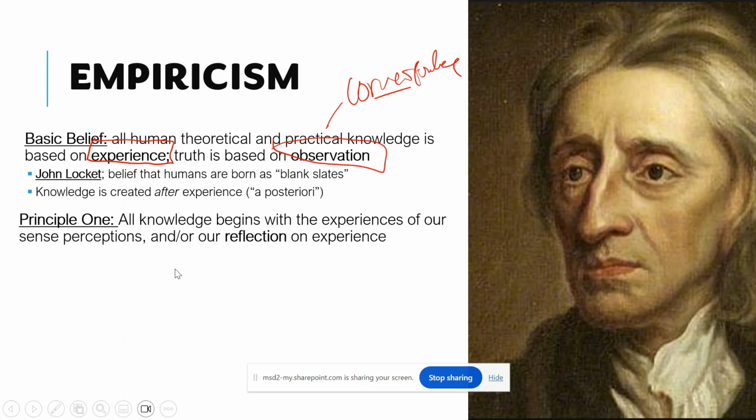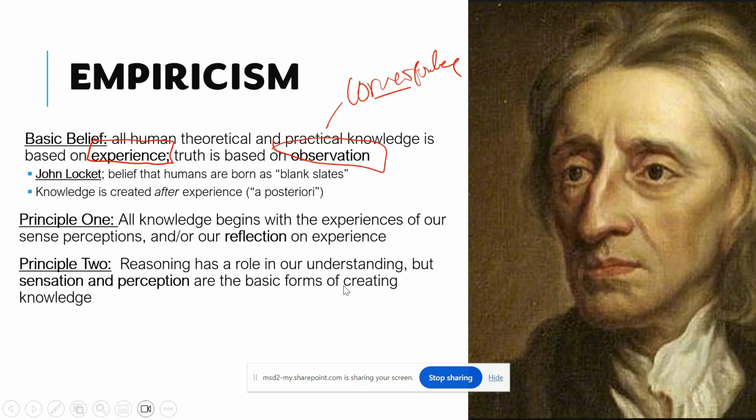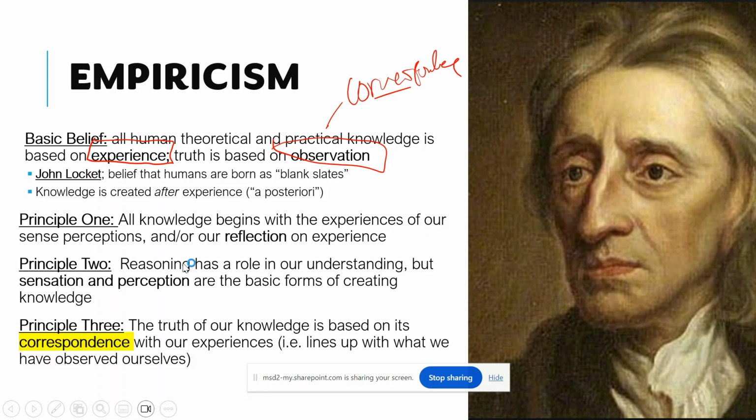Principle 1 is that knowledge begins with the experiences of our sense perceptions and our reflection on experience. So it's not saying that you never reason through things. It's just saying that the most important thing is sense perception. But then you do some reasoning afterwards. Principle 2 is, again, reasoning has a role, but sensation and perception are the basic forms of creating knowledge. And principle 3 is that knowledge is based on its correspondence with our experience. So it lines up with what we've observed, which is why it's more of a correspondent truth.